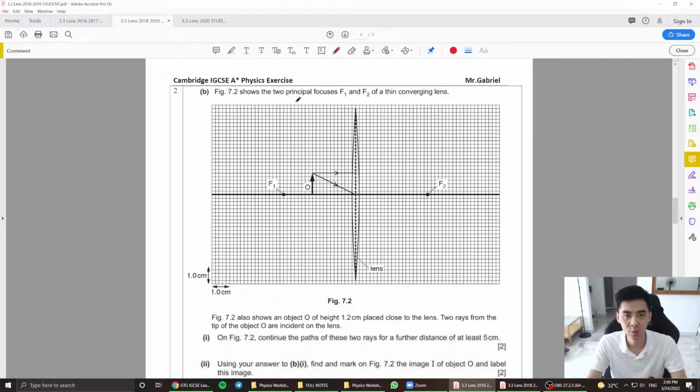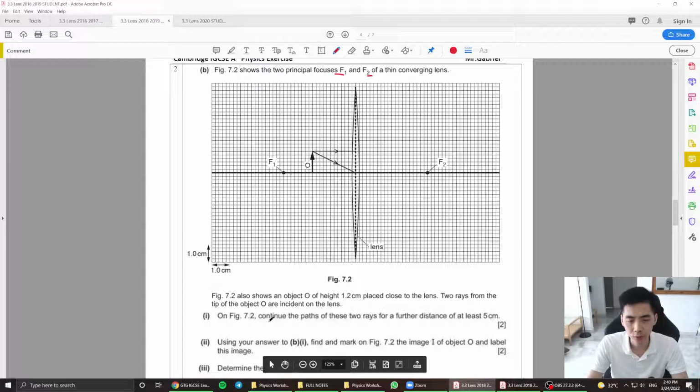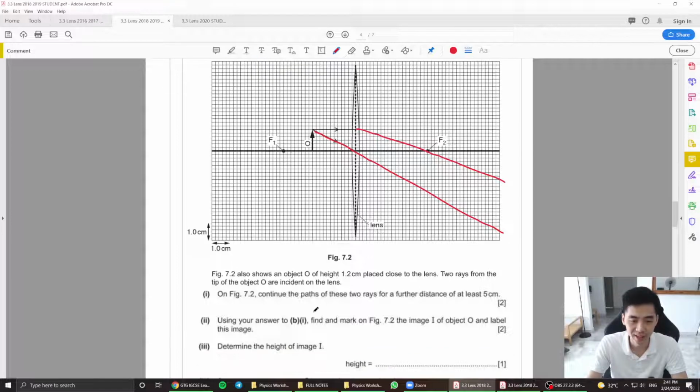Figure 7.2 shows the principal focus f1 and f2 of a thin converging lens. Figure 7.2 also shows an object O of height 1.2 cm close to the lens. Two rays from the tip of the object O are incident on the lens. On Figure 7.2, continue the path of these two rays for a further distance of at least 5 cm. So they're basically asking me to draw the light rays, right? I'm supposed to cut through the focal point here and cut through the optical center here. Yet again, I noticed that they are not converging, right? It means to say it's a magnifying glass again.